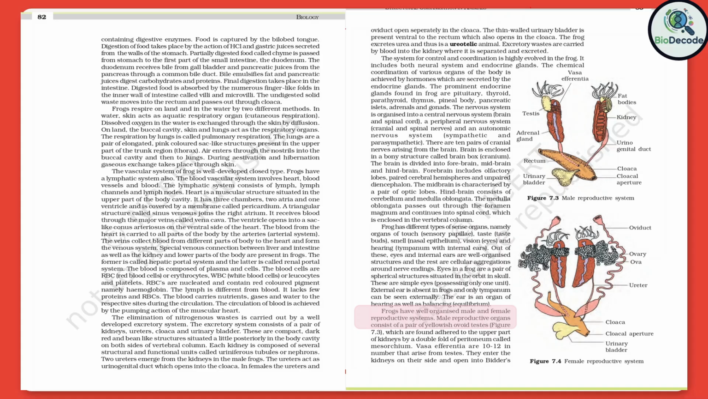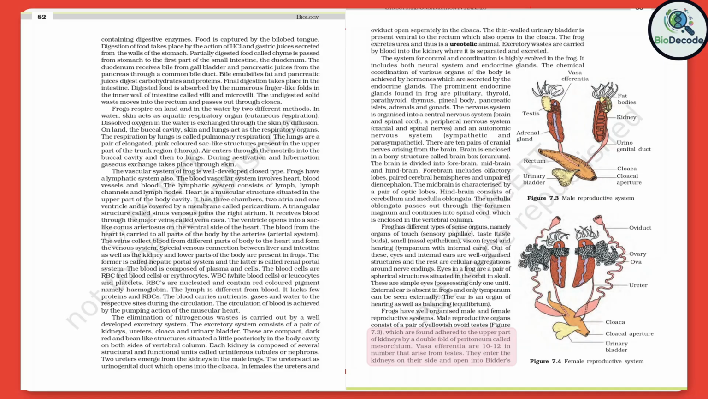Male reproductive organs consist of a pair of yellowish ovoid testes. Figure 7.3 shows the male reproductive system of a frog. It depicts testis, kidney, adrenal gland, ureter functioning as urinogenital duct, cloaca, and cloacal aperture. The testes are found adhered to the upper part of kidneys by a double fold of peritoneum called mesorchium.